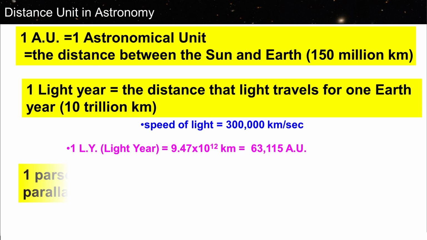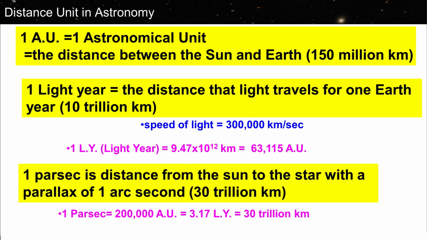Finally, let's look at our 3 distance units. 1 AU, 1 astronomical unit: the distance between the sun and Earth, 150 million kilometers. 1 light year: the distance that light travels in 1 Earth year, 10 trillion kilometers. The speed of light is 300,000 kilometers per second.